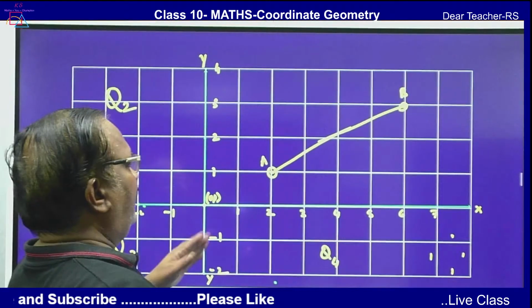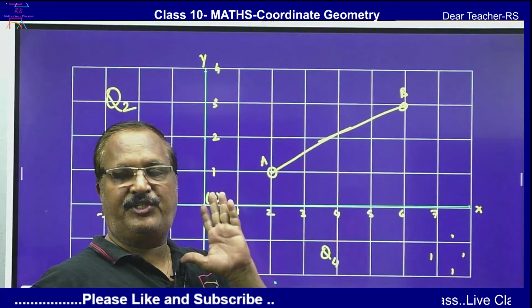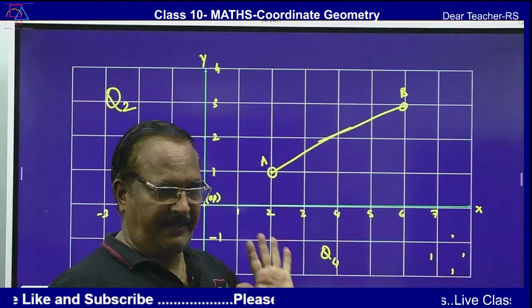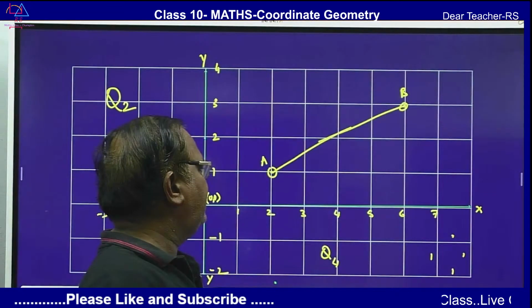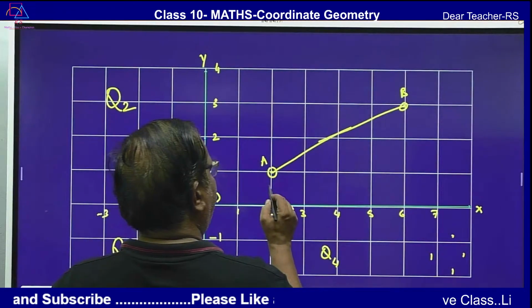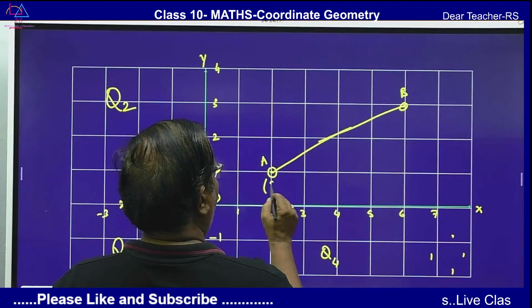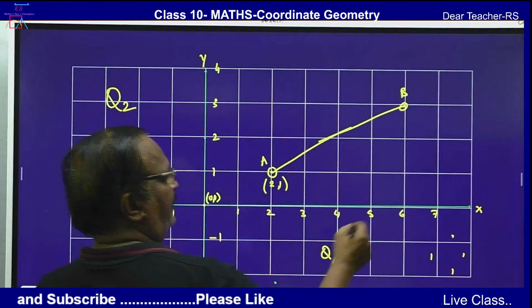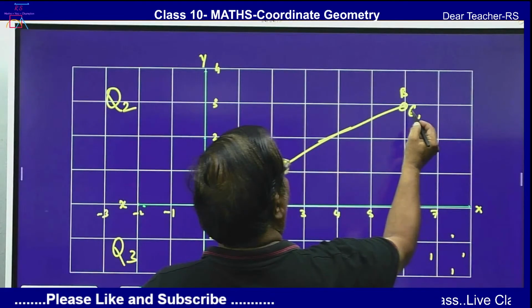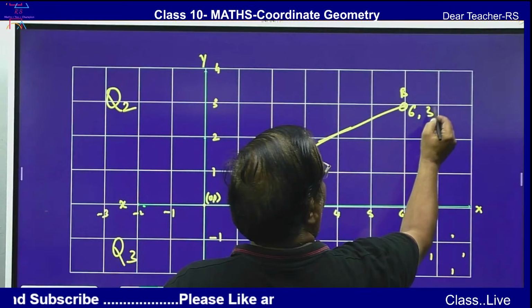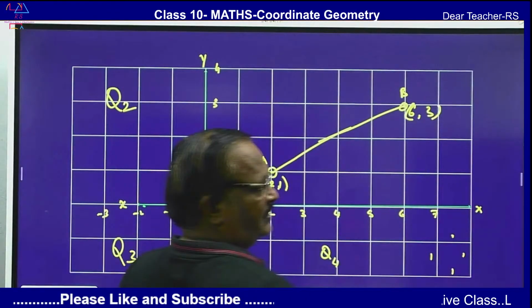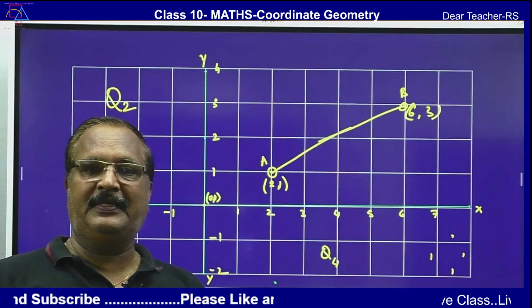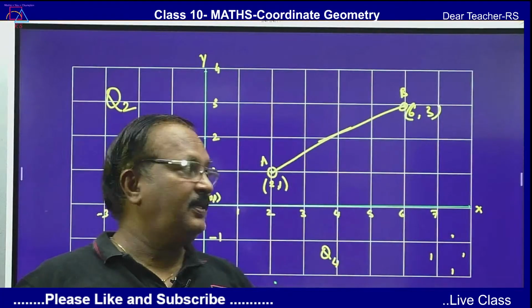So, AB. This is the first concept of your 10th class. So, how to find the distance of AB? Proof is also there. So now I will just give you first. These are the coordinates of A, 2 and 1, and these are the coordinates of B, 6 and 3. So A is (2, 1) and B is (6, 3). Right? So now how to find the distance?